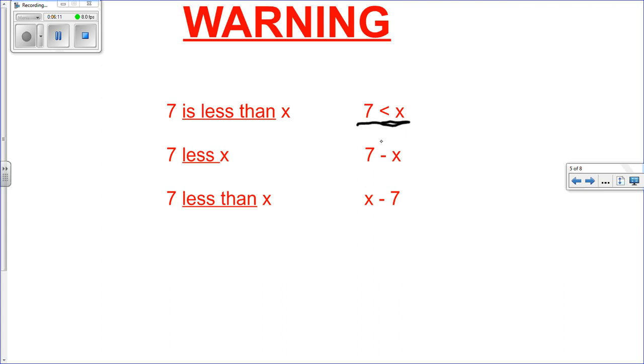So 7 is being subtracted from x. When it's 7 less than x, that implies that x is larger and that you're taking something away from x. When it's 7 less x, you're just saying 7 minus x. It makes a difference. And when we have is less than, that's when you add the inequality. So be very careful.